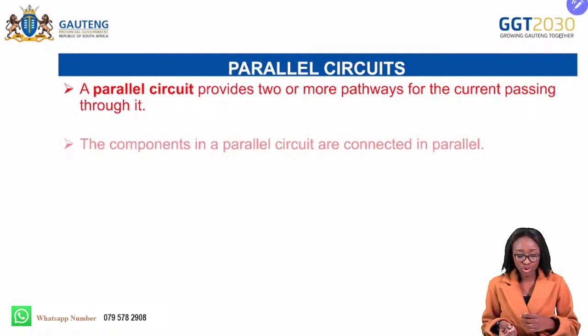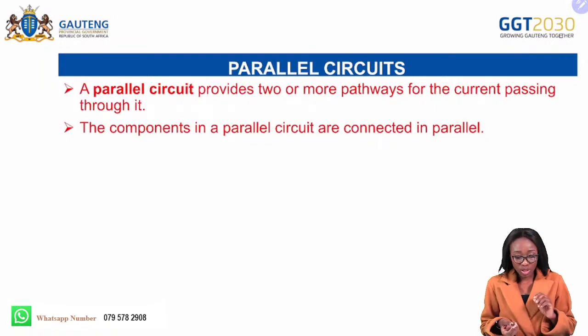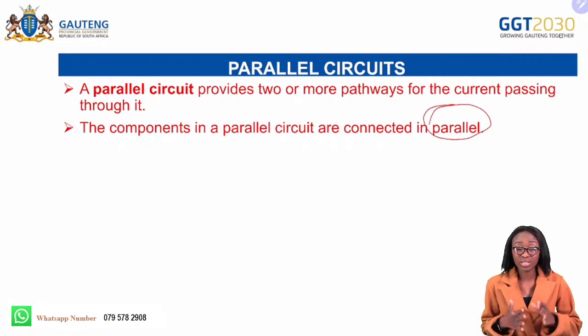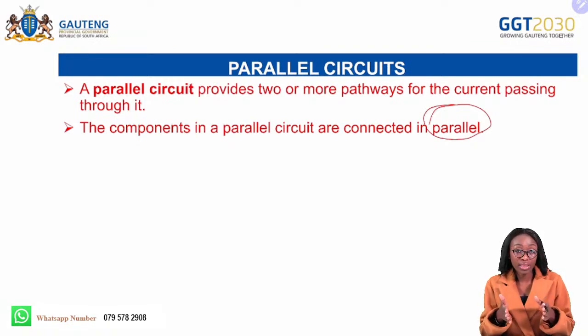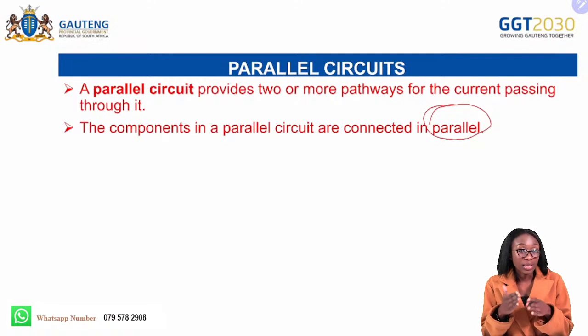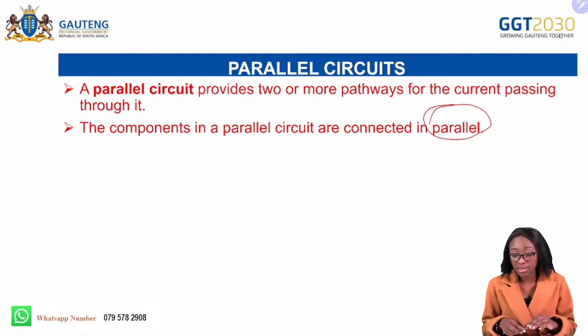It provides two or more pathways. So the components in a parallel circuit are connected in parallel. Do you remember what parallel means? I'm sure you've come across this term in your mathematics. Parallel lines are lines that are next to each other, all moving in one direction. They never meet, they don't converge. Lines that will never meet are your parallel lines.